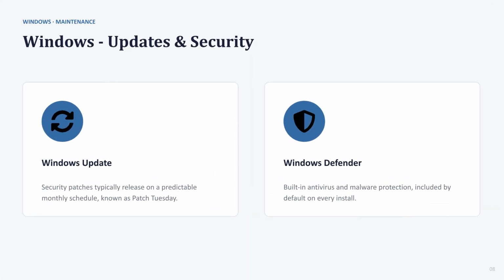Another important aspect is that Windows manages updates via Windows Update, with most security patches released on a predictable monthly schedule known as Patch Tuesday. The operating system also includes Windows Defender, which provides antivirus and malware protection. This predictability is significant in managed business environments, as IT teams can plan accordingly.